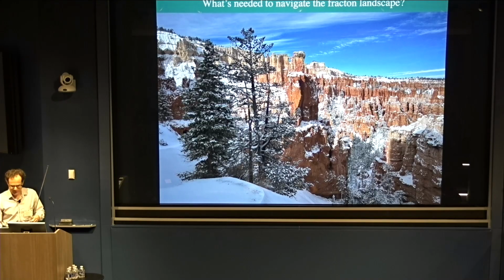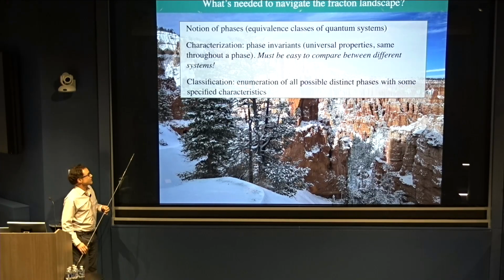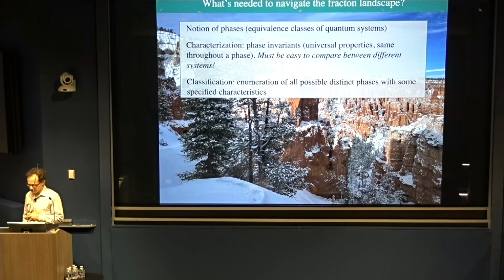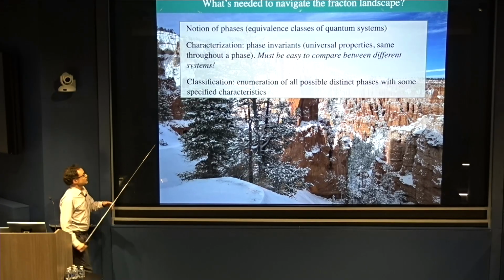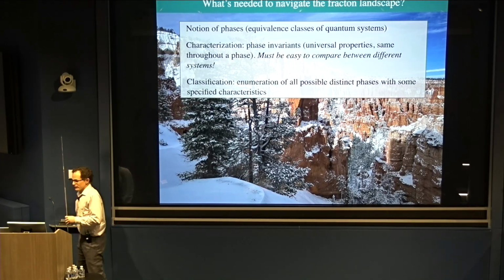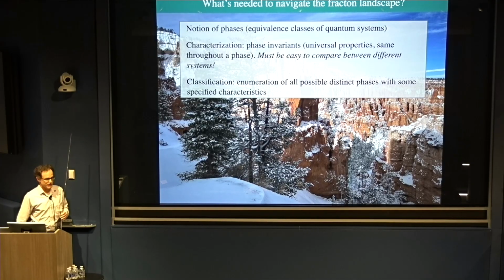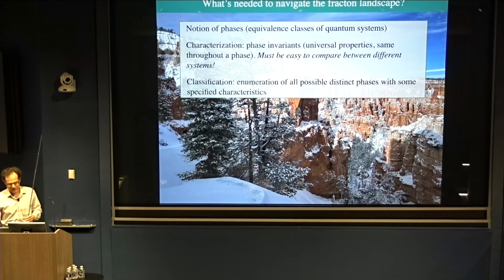Okay, so what do we need to do that? Well, the first thing we need is a notion of phases, which I'll have to say a little bit about. So those are equivalence classes of quantum systems. And once we talk about phases, we need universal properties, exactly as Michael was discussing in his talk, just properties that are constant within a phase. In this talk, I'll call them phase invariants usually, but it's exactly the same thing.